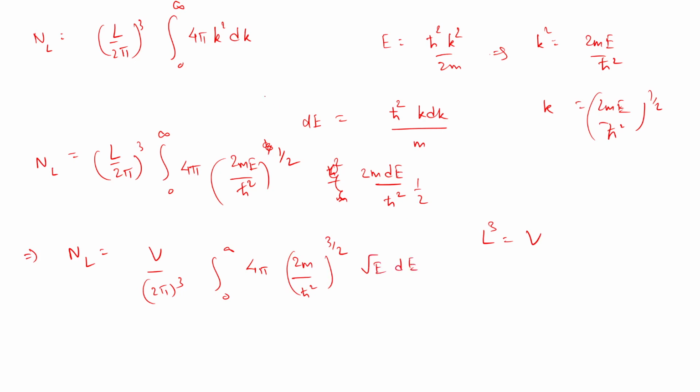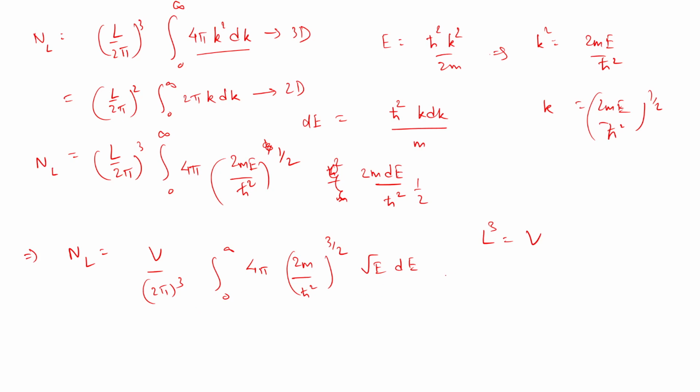Now if you had a two-dimensional system, so this is for 3D, what you would have done here is L over 2 pi whole square, 0 to infinity. So this would have been 2 pi k dk, okay, for 2D. And for 1D it would have been L by 2 pi and dk.